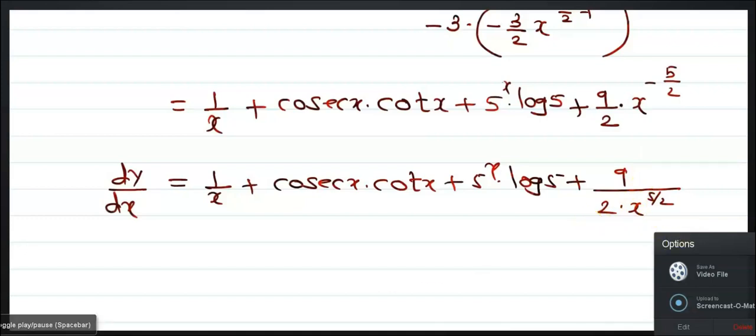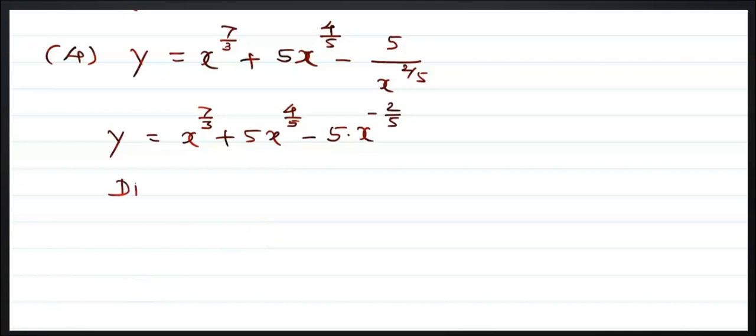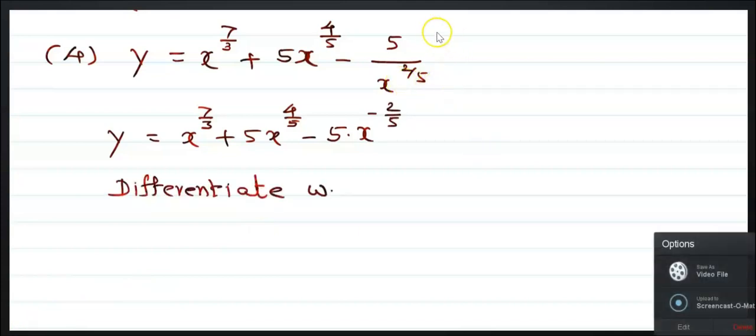Now next problem, number 4. y is equal to x raised to 7 upon 3 plus 5 x raised to 4 upon 3 minus 5 upon x raised to 2 upon 3. Now we'll find out the derivative. This also we have brought to the numerator. Every time the function should be in the numerator.